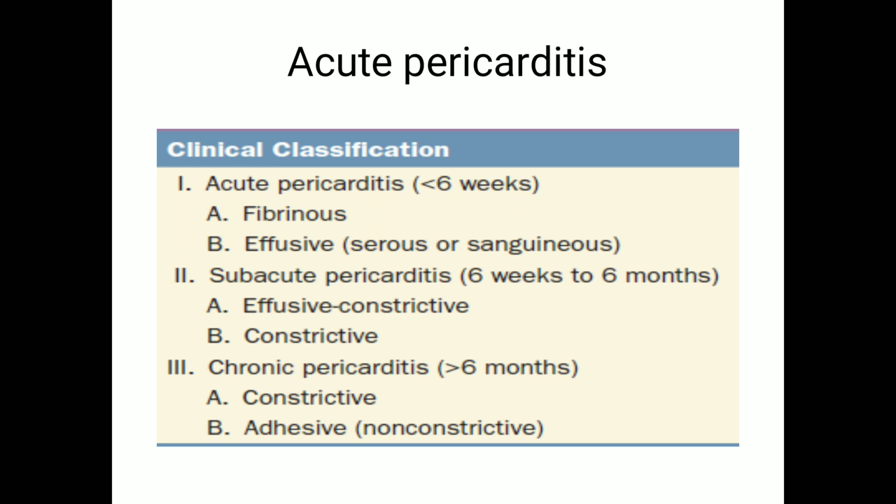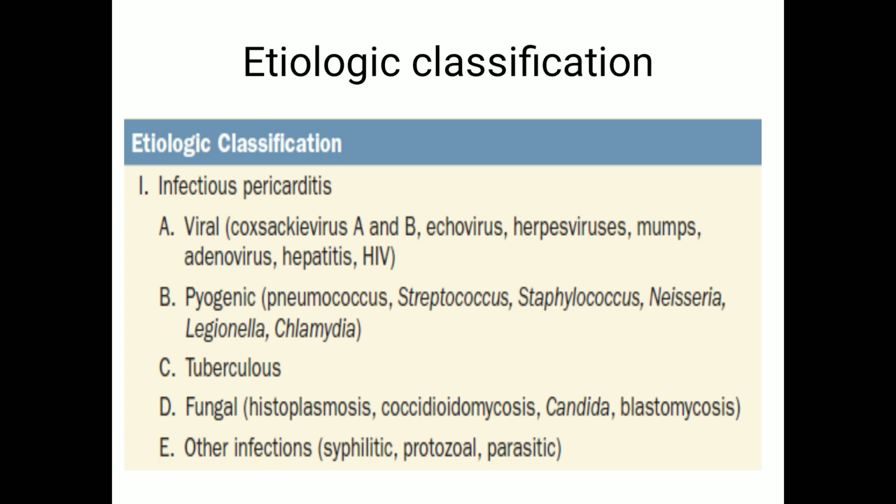Coming to the classification of acute pericarditis, clinically it is divided into acute, subacute and chronic depending upon the duration. Less than 6 weeks it is acute, 6 weeks to 6 months it is subacute, and more than 6 months it is chronic. Coming to the etiologic classification, it is classified into infectious, non-infectious, immune mediated and miscellaneous. In infectious pericarditis, viral, bacterial, tuberculous, fungal and other infections can contribute to acute pericarditis.